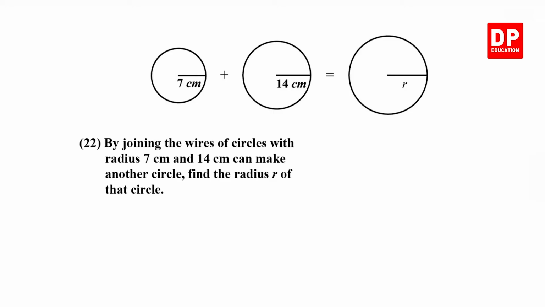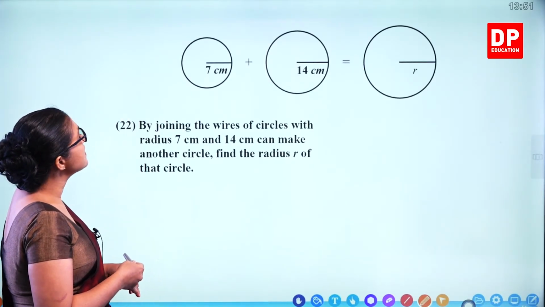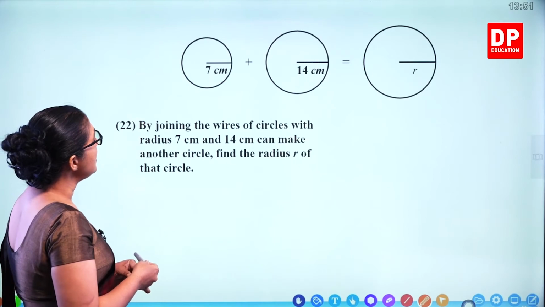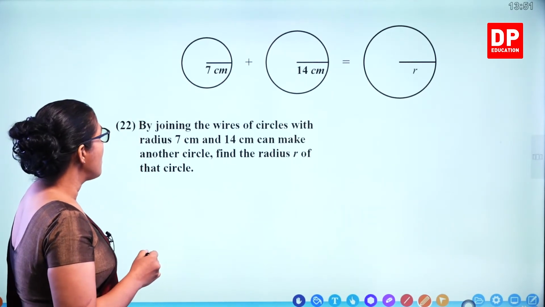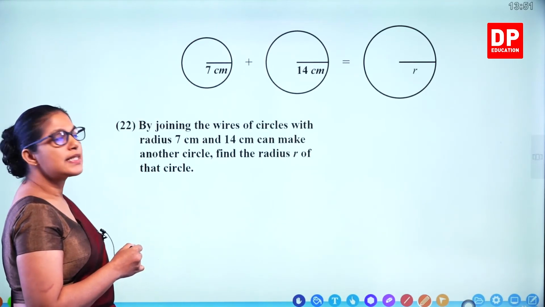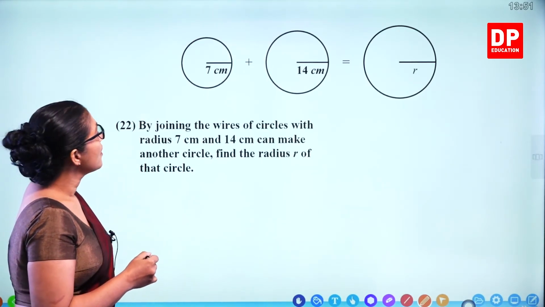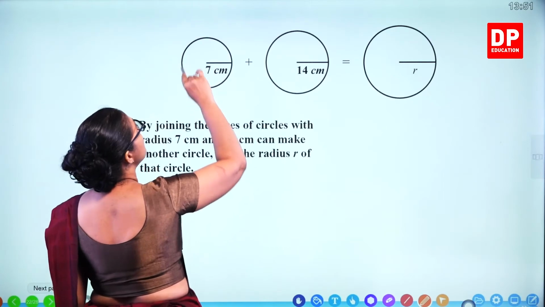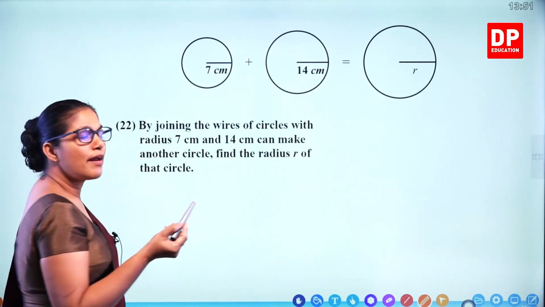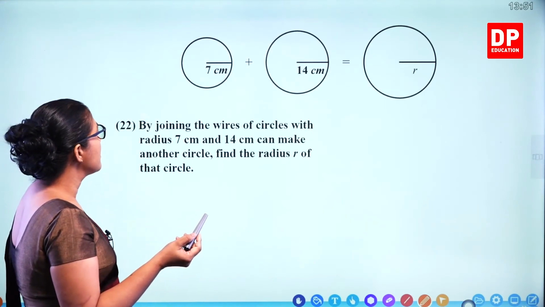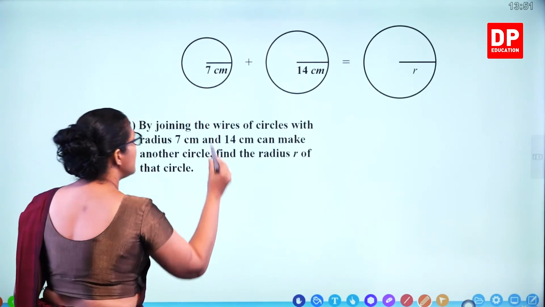Question number 22. By joining the wires of circles with radius 7 and 14, you can make another circle of radius r. Find the radius r of that circle. The total circumference is equal to this circumference, and you can find out the radius. So what's the circumference here?